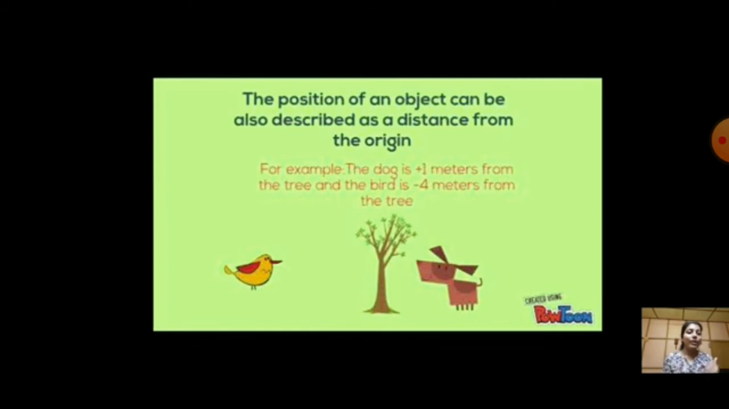Now we can also say that the dog is in which direction? It is in the right direction, okay. However, the bird is in the left direction, okay. So negative and positive tells us the direction of the body, whether it is in the left direction or in the right direction. So that's how we can say that displacement can also be negative, because negative displacement tells us the direction. It tells us that the body is in the left direction, okay.